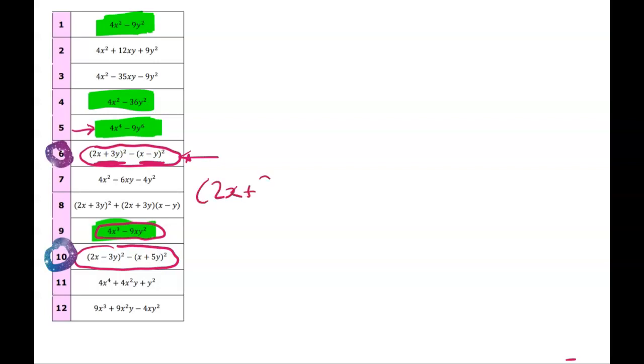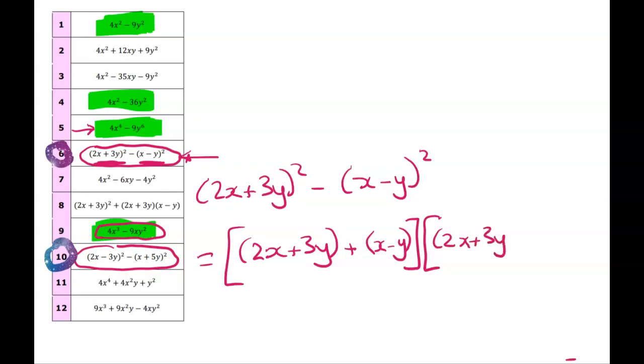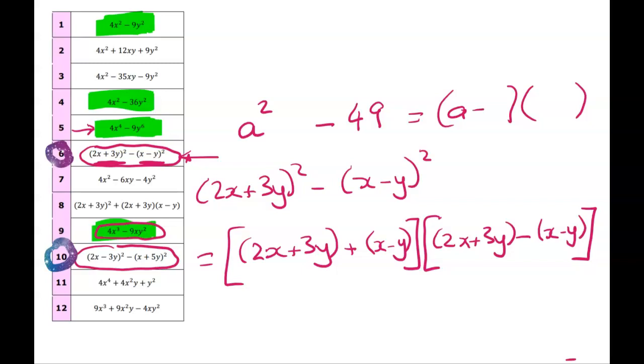So we've got (2x plus 3y) squared minus (x minus y) squared. So this will equal (2x plus 3y plus x minus y), and I'm leaving those brackets there for now, times (2x plus 3y minus x minus y). So let's go over again what's going on here. This is as if I had a squared minus 49, right? This is our basic pattern, and it works because I'm adding this bit and then I'm subtracting the same thing.